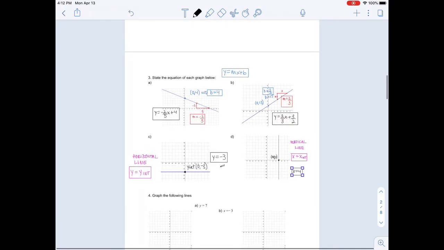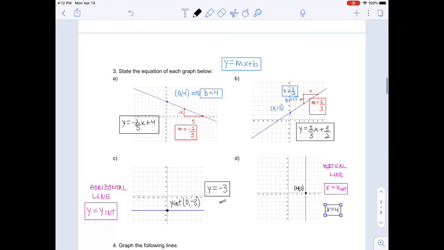Okay, so we will be expecting you to look at a graph and be able to give us the equation of the graph. If it's diagonal, we can use y equals mx plus b. If it's horizontal, we can use y equals y int. And if it's vertical, we can use x equals x int.